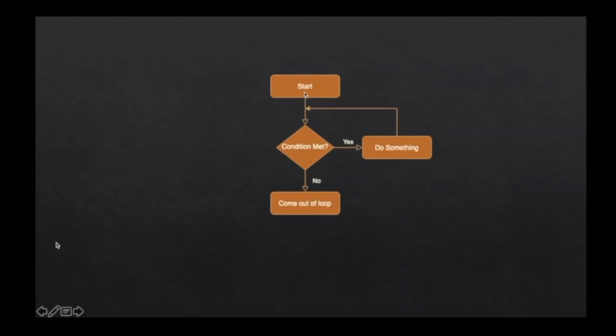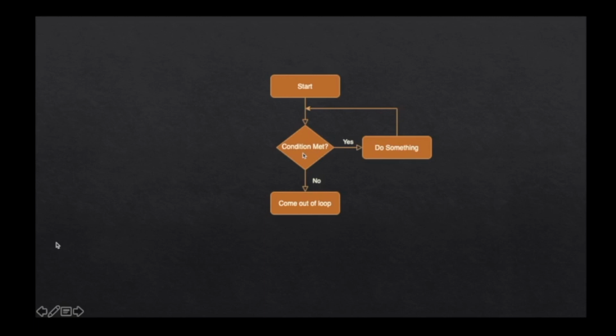So to simplify this, you start your program, you have a condition which needs to be met to run a loop. So if that condition is met, you get inside the loop, you execute something that needs to be executed repeatedly, and then you come back in that loop and check that condition again, and you keep on doing that until the condition is met.